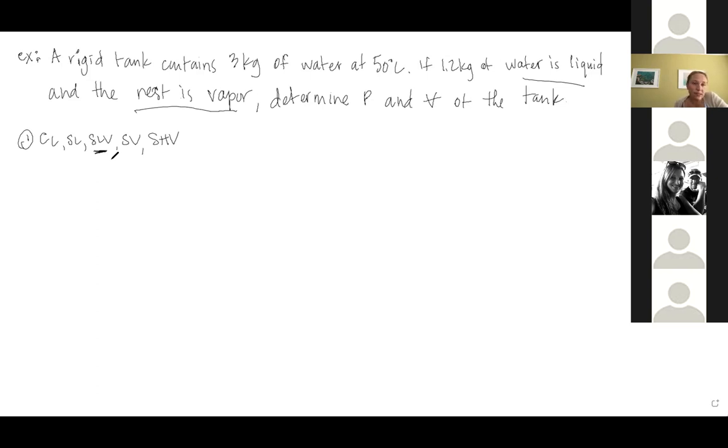So we know that it's a saturated liquid vapor, and there's also something here that jumps out to me. Part of it is liquid and we're given a mass, and part of it is vapor. I'm thinking we're gonna have to do something with quality. So just as a note, probably quality.